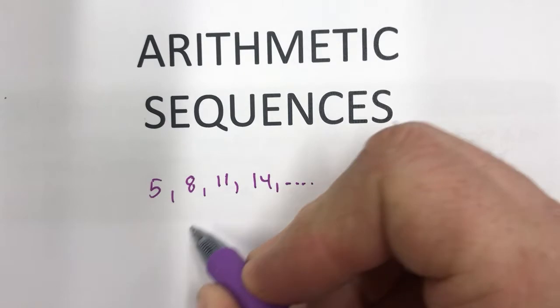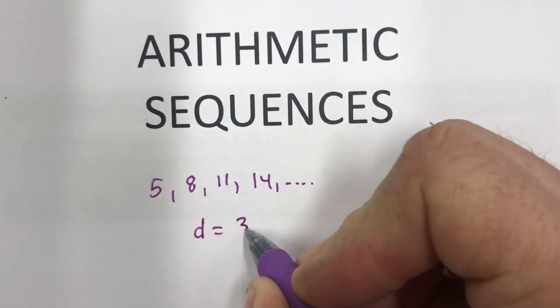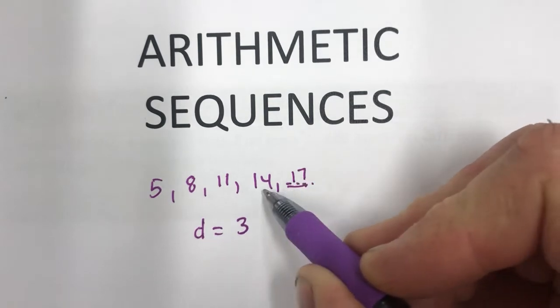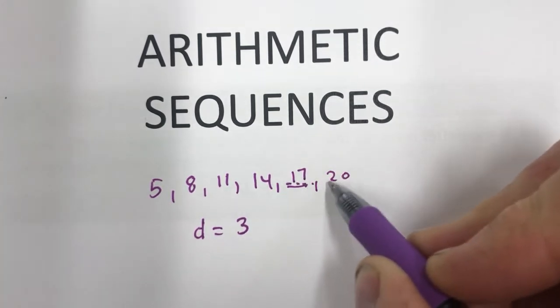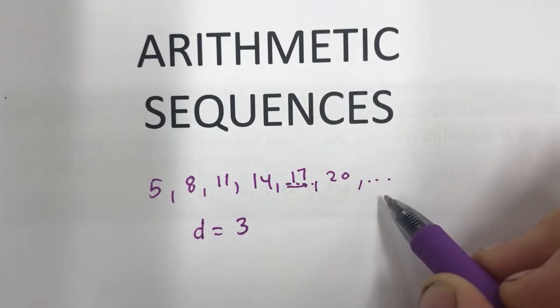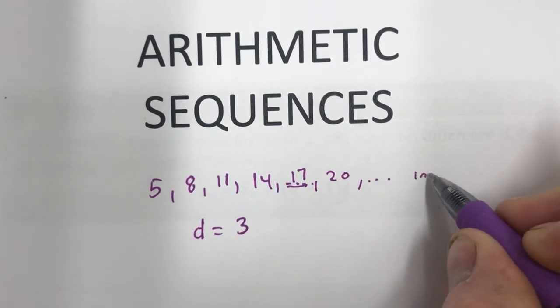That means my common difference, my D, is 3. And so that tells us this next number here would be 17. I just add 3 to that, and the next number would be 20. I add 3 to that, and so on. These dots here mean it goes on forever, which means it's infinite.